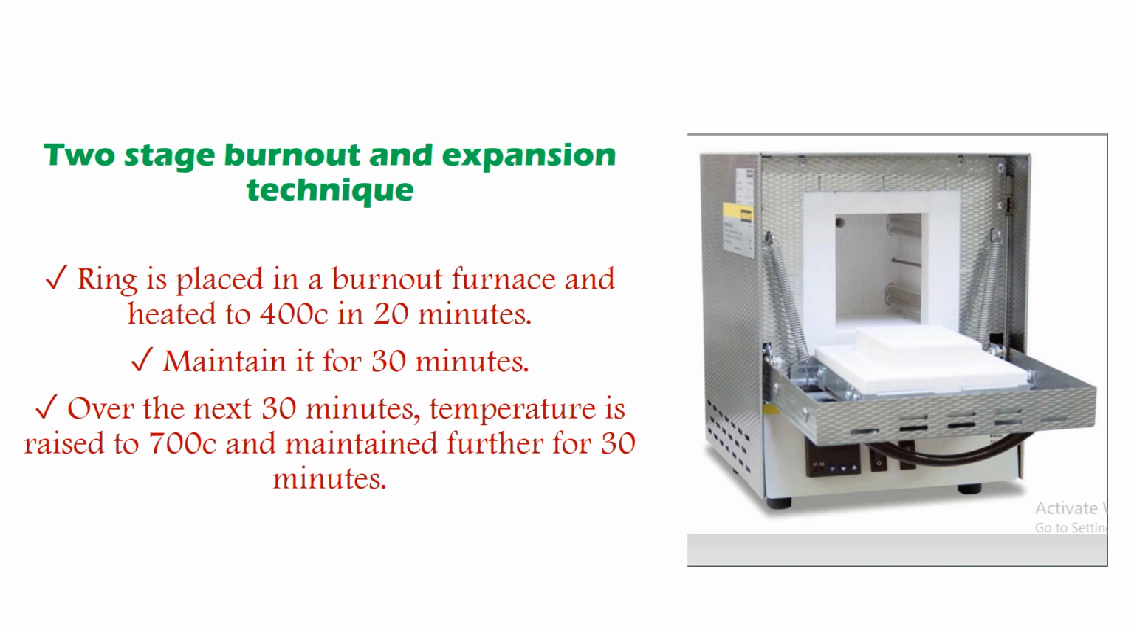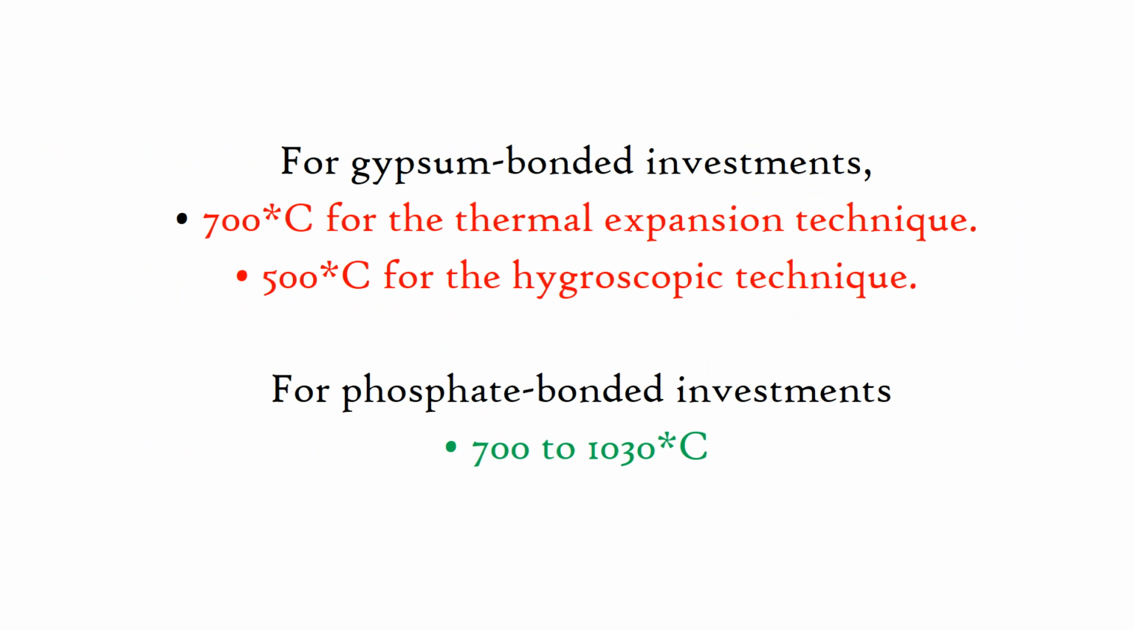In this process, all the wax present inside the casting ring will melt and burn out, and that space will be clear so that your molten metal can go inside that space and take the shape of the mold. Remember that for gypsum bonded investments, the burnout temperature should be 700 degrees Celsius for thermal expansion and 500 degrees Celsius for the hygroscopic expansion technique. If you are using phosphate bonded investments, then the burnout temperature is 700 to 1030 degrees Celsius.